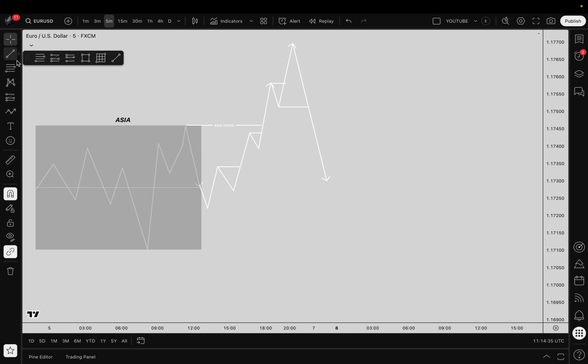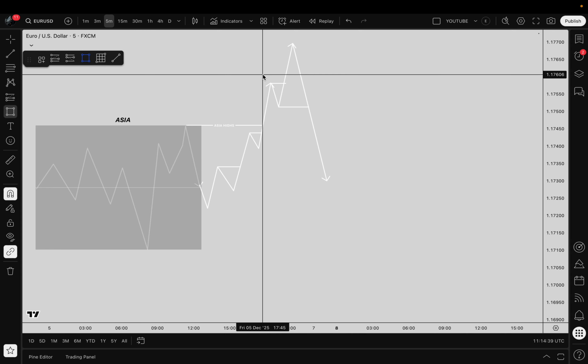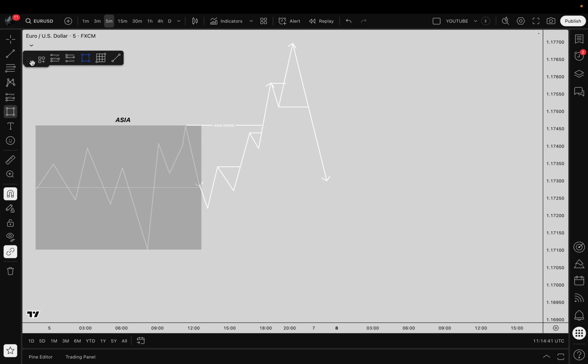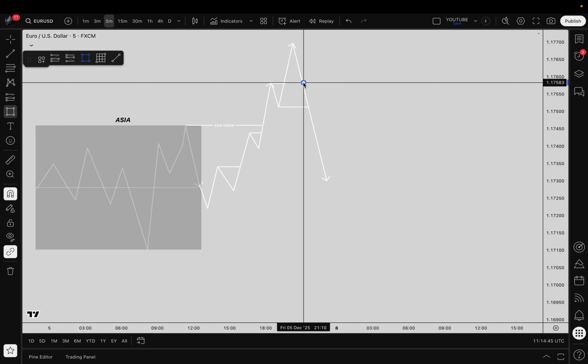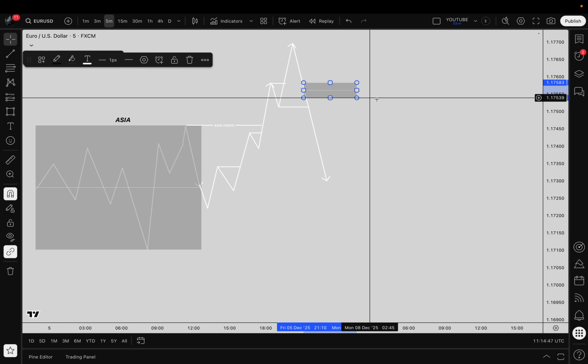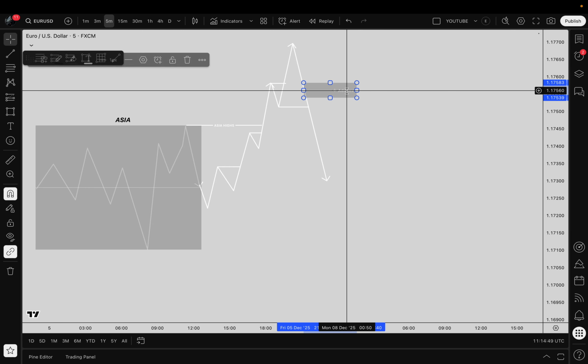Okay. After this, we will be looking for a POI on the 5 minute or the 15 minute. So if we get a POI, which is, let's say here, a fair value gap on the 5 minute, let me just put this in here.